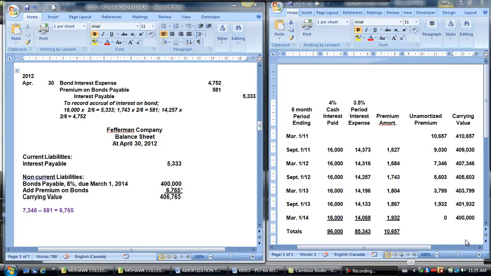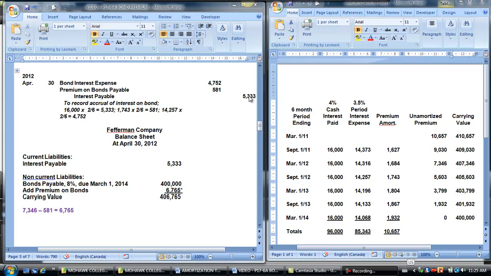So let's begin. Here we are, April 30th, 2012, and because we're at a year-end, we have to accrue some interest. We know from our previous example that the interest payment is going to be $16,000 a period. April 30th, 2012 falls into this 6-month period that ends September 1st, 2012, and the cash interest paid is the same as in every other period, which is $16,000.